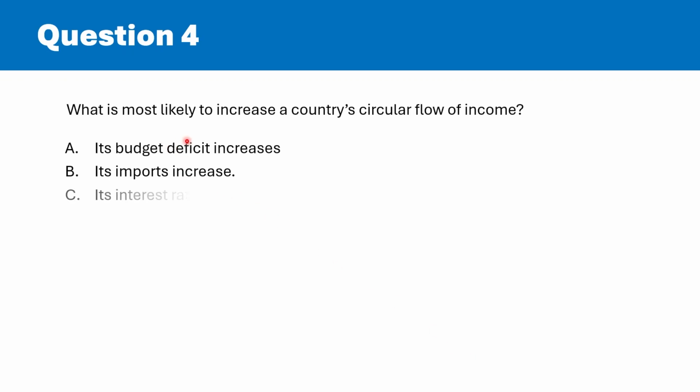So the correct answer is option B. Now let's look at question 4. Question 4 says, what is most likely to increase a country's circular flow of income? These are the options given. Now this question wants to test what increases the circular flow of income. Remember, the circular flow increases when injections increase or withdrawals decrease. So let's check the different options.